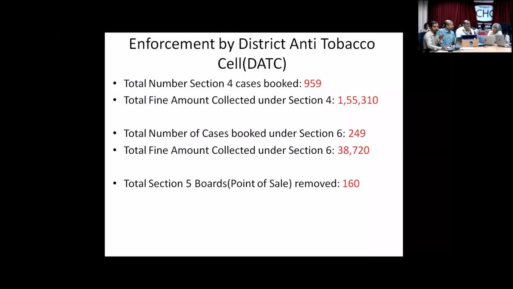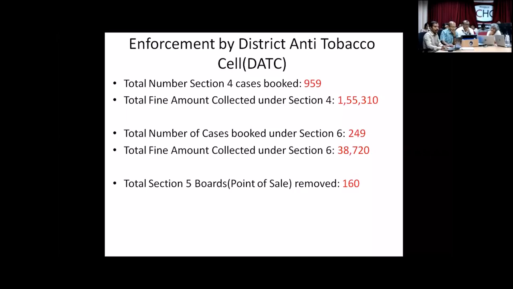Under Section 6, Mr. Prabhakar, what is Section 4? Yeah, Section 4 is prohibition of smoking in public places. In this, we have booked 959 cases. And Section 6 is prohibition of tobacco selling to minors and by minors, that is 6A and 6B. Under this section, we have booked 249 cases, and the fine amount is around 38,720.